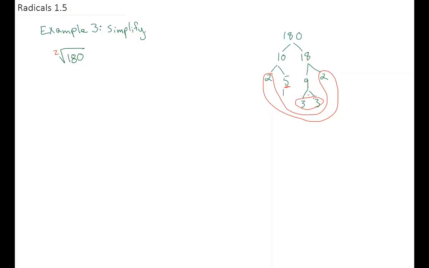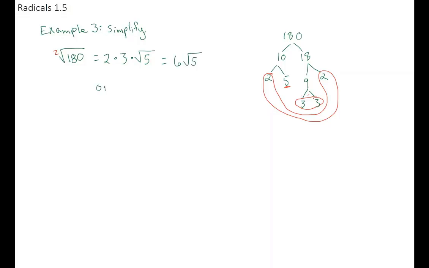So what we get is the set of 2 2's is going to become a single. The set of 2 3's becomes a single. And then the 5 can't be square rooted, so we just leave it as the square root of 5. It's like a symbolic representation of it. And then this becomes 6 square roots of 5.